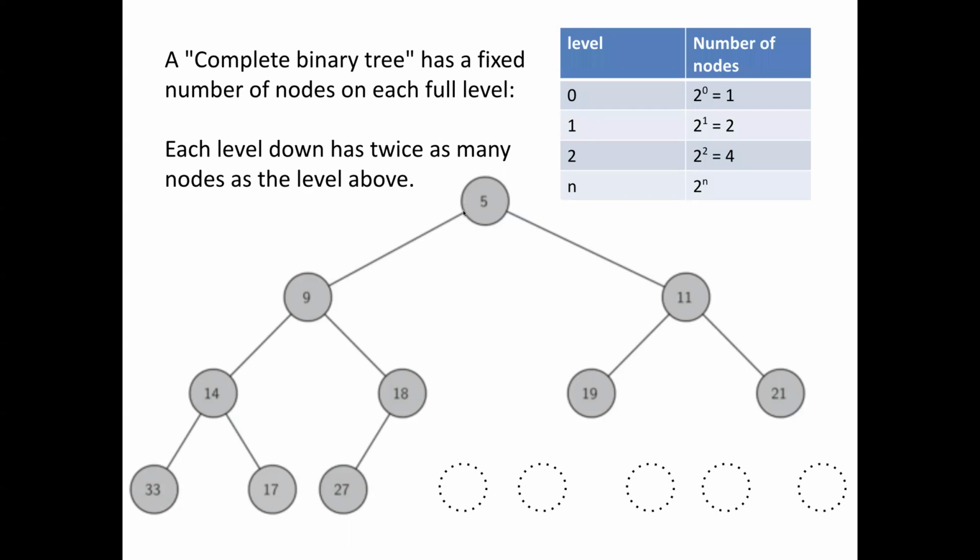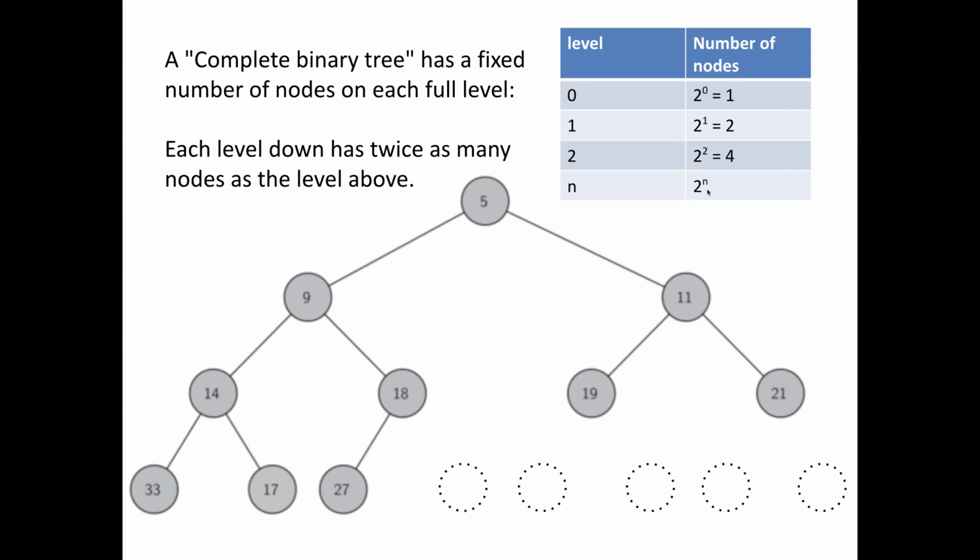The first level, level 0, which has the root node, has 1 node, right? So 2 to the power of 0. And on level 1, you have 2 nodes, left and right. So it's 2 to the power of 1. And on the next level, because each node has 2 children, it's 2 times 2, so it's 2 to the power of 2, and so on and so forth. So for level n, it's 2 to the power of n.